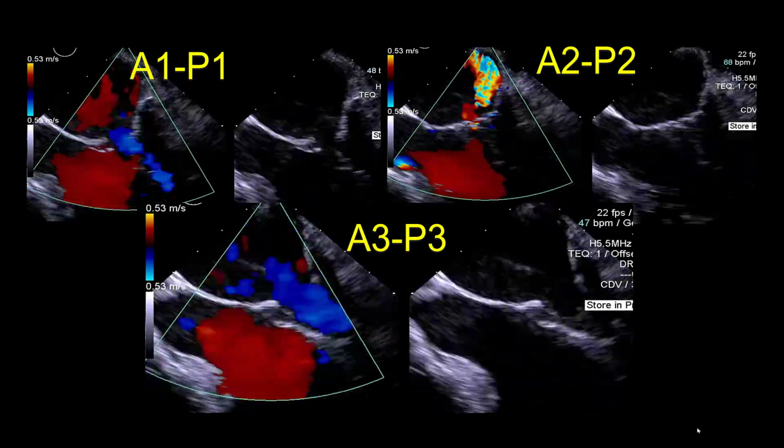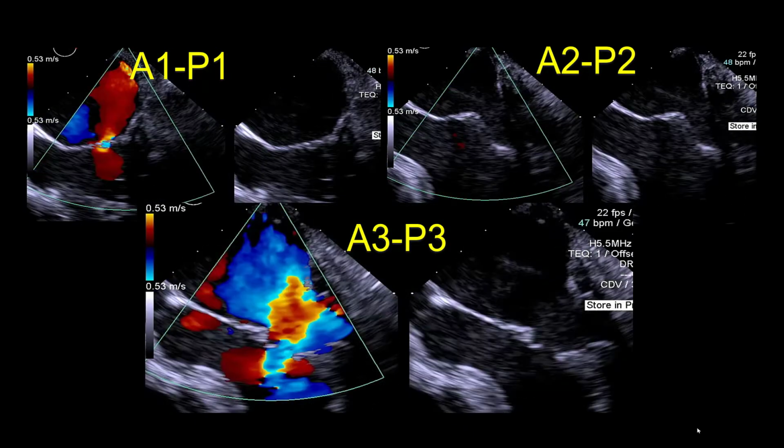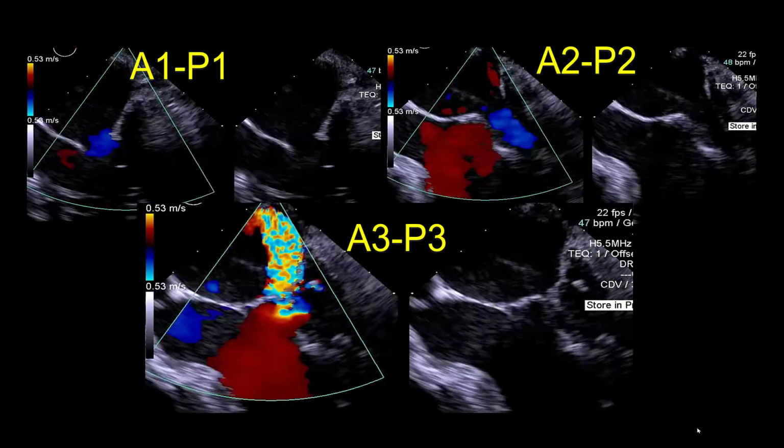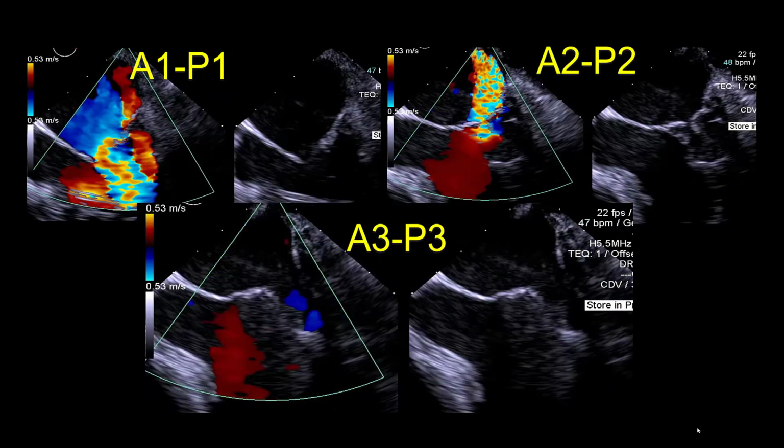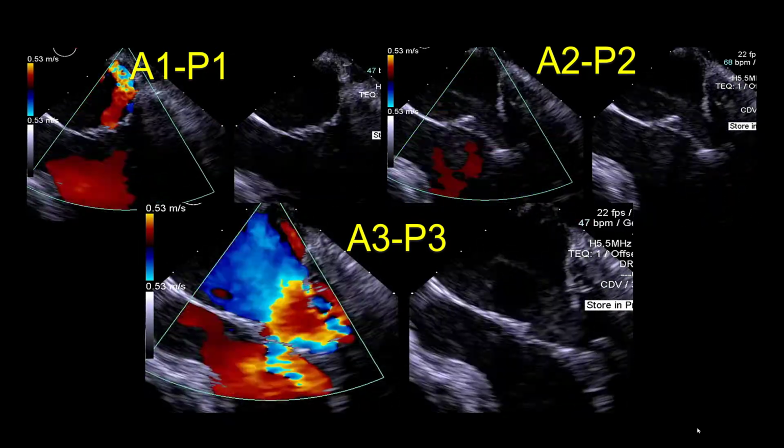Yeah, no, I think you can see a nice PISA formation there. So I think we're definitely beginning to see the origin of the most significant regurgitant jet at this location.